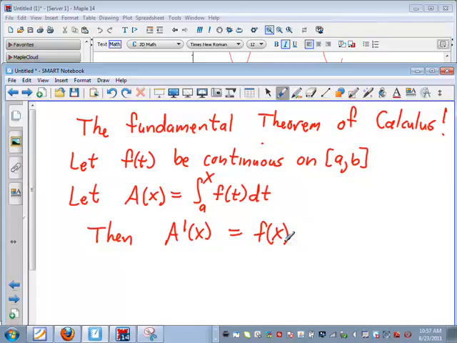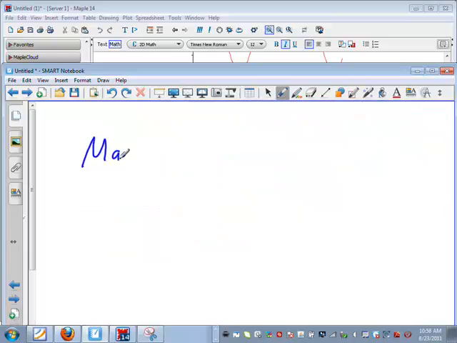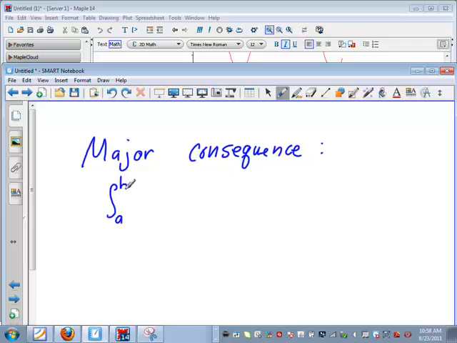Questions about that? Here's the major consequence. Now when we want to find, remember, this is what we want to solve. We want this. How in the world can we figure this out? I want to know that.